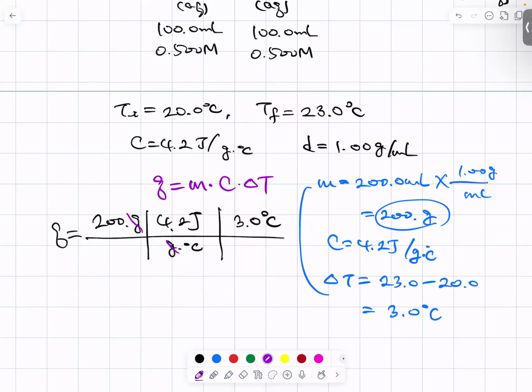Grams divided by grams cancelling out, degrees C cancelling out. We have now finally joules. That's good. That's the unit of energy, unit of heat. And when you calculate this one, this is 2,688 joules.